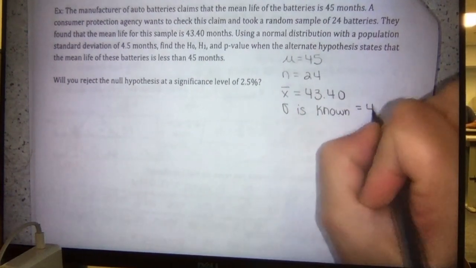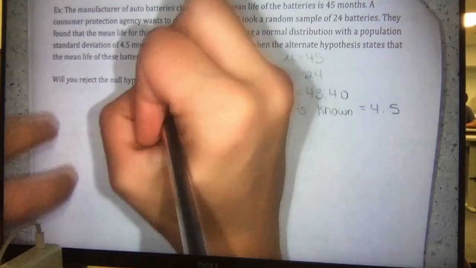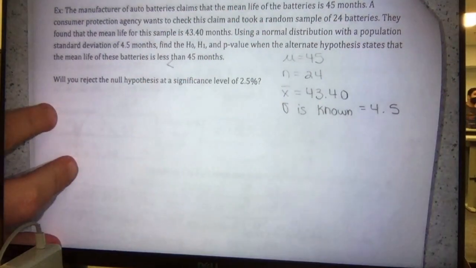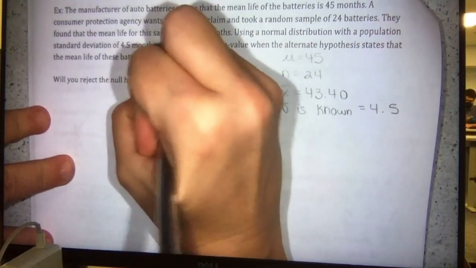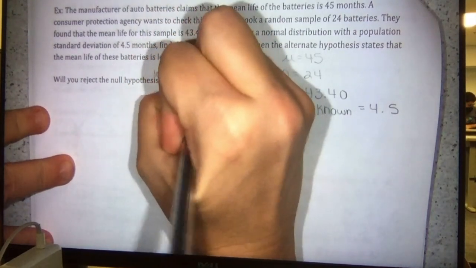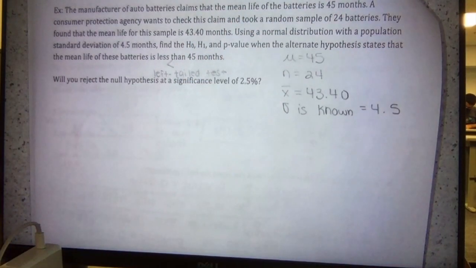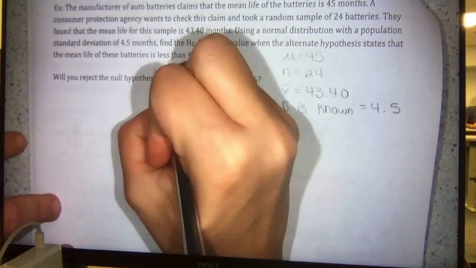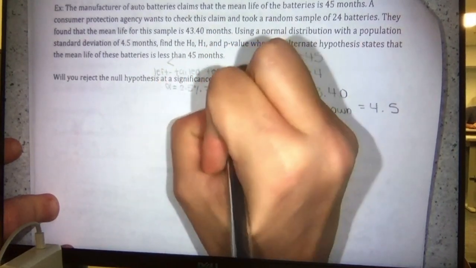And that's 4.5. Find the null hypothesis, the alternative hypothesis, and the p-value when the alternative hypothesis states that the mean life of the battery is less than 45 months. So what's telling us is it's going to be a left tail test. Would you reject the null hypothesis if the significance level was 2.5%? So this is telling us our alpha is 2.5%, moving the decimal over twice to the left, which is 0.025.